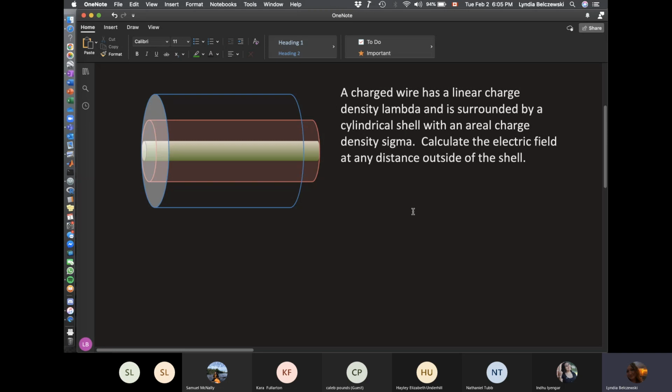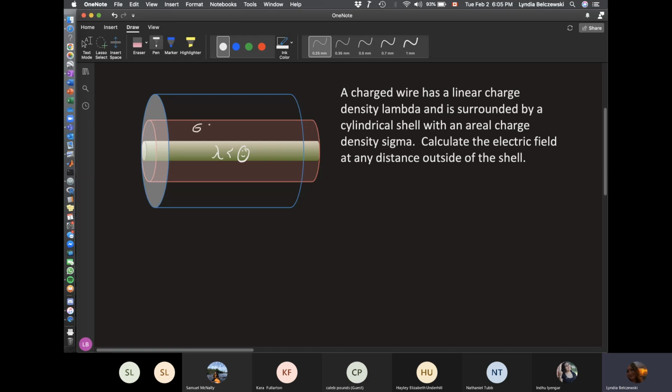I've said in this question that the wire has a linear density lambda, and I can write this as we go. So it has a lambda, and it's going to be negatively charged. So lambda is some negative linear charge density. And this charged shell has a density sigma, not to be confused with a 6. I know they look similar. And sigma is going to be a positive charge density. So the negative wire is surrounded by this positive shell.